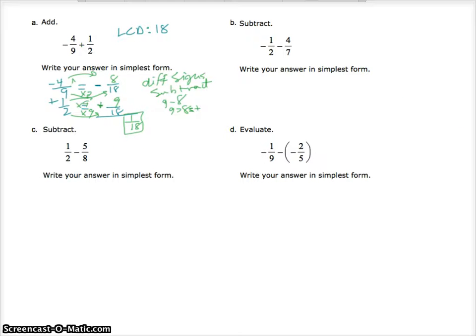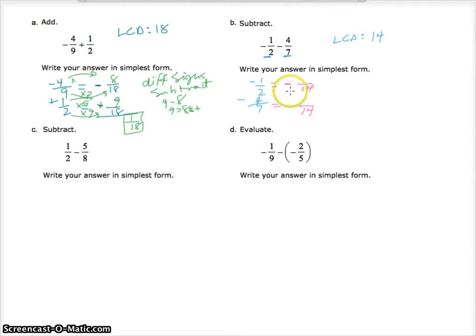Let's go ahead and look at part B. Negative 1/2 minus 4/7. So I need to find my LCD, which is going to be 14. So I need to set up negative 1/2 minus 4/7. Since I need to get everything to 14, this is actually going to be negative something over 14, and this is going to be something else over 14.